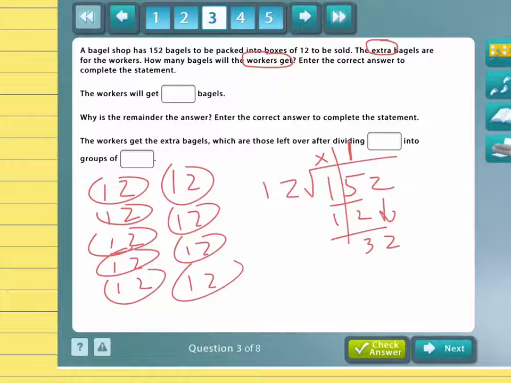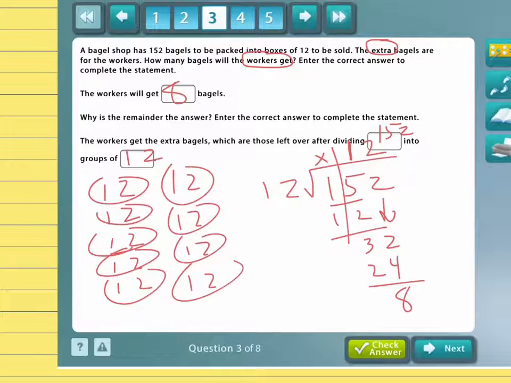So how many groups of 12 can you make out of 32 ones? You can make 2 groups. You'd have 24. So left over, you'd have 8 bagels. So the workers get the extra bagels, which are left over after dividing 152 into groups of 12.